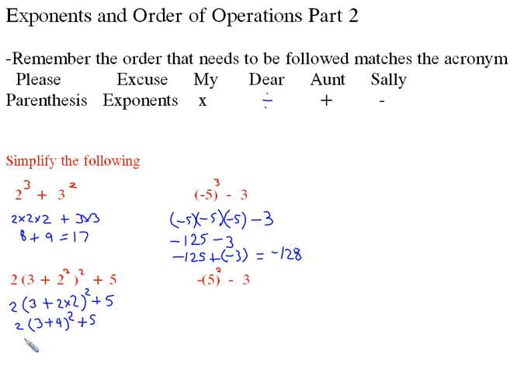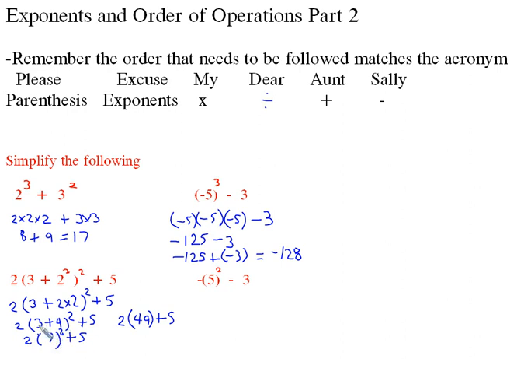So now this is going to be 2 times 7 to the second power plus 5. Now 7 to the second power is going to be 49. So this is going to be 2 times 49 plus 5. So now I've got that done.